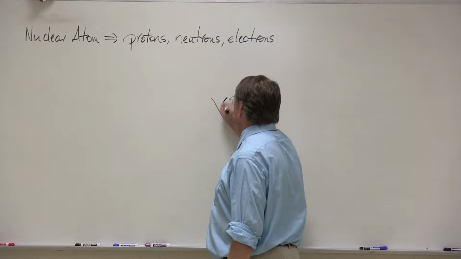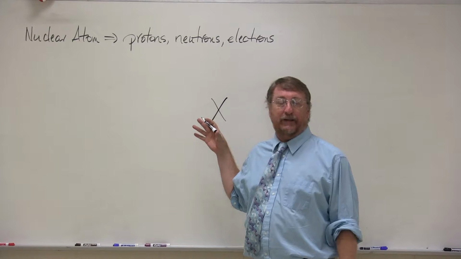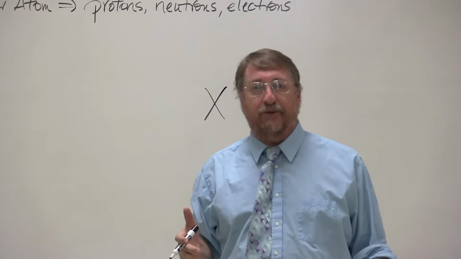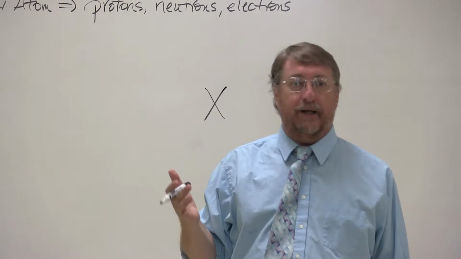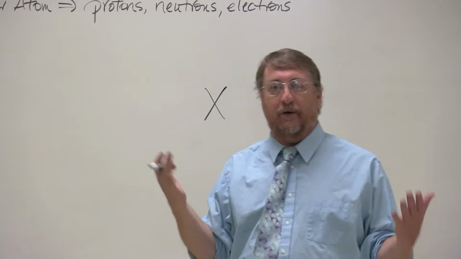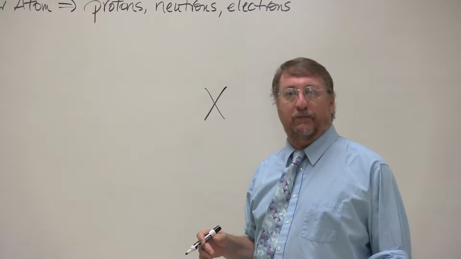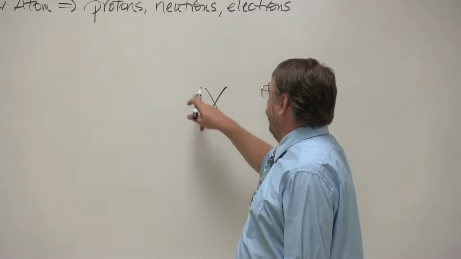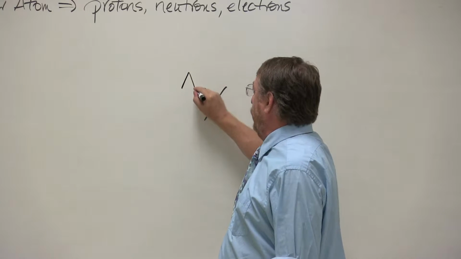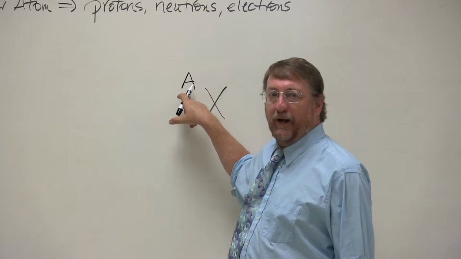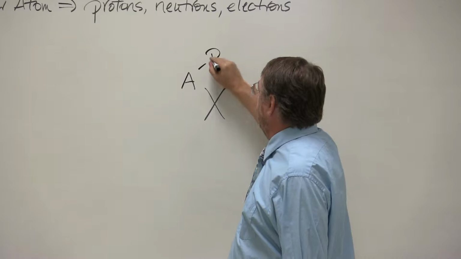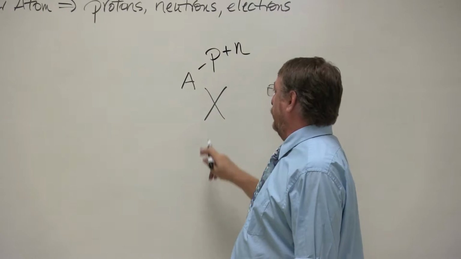We're going to represent atoms with a chemical symbol. I put an X here, but you know Na for sodium, O for oxygen, N for nitrogen, B for boron, on and on. All the element symbols on the periodic table. We're going to put the mass number up here. We represent the mass number with a capital A. Mass number is the number of protons plus the neutrons.